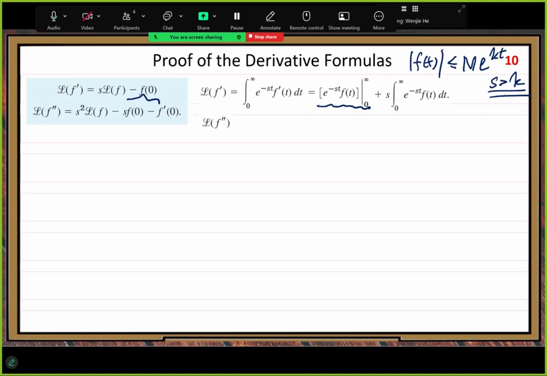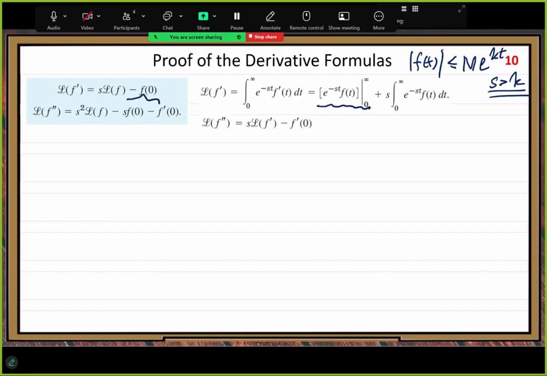So there is a condition at infinity. Otherwise you may have some problem. If you have that condition, then you have the first formula.